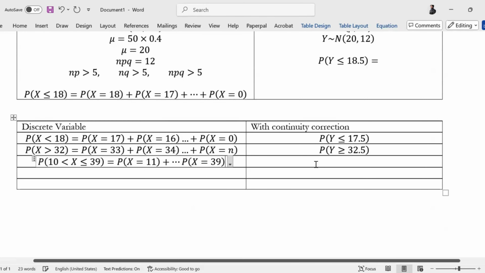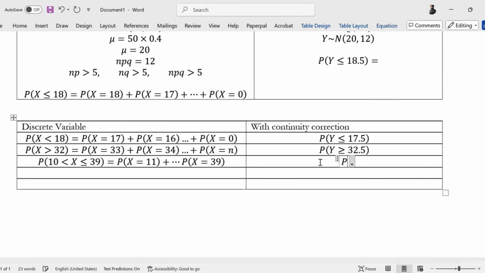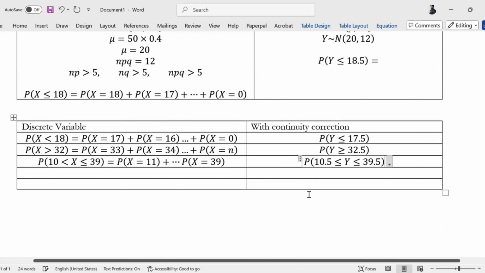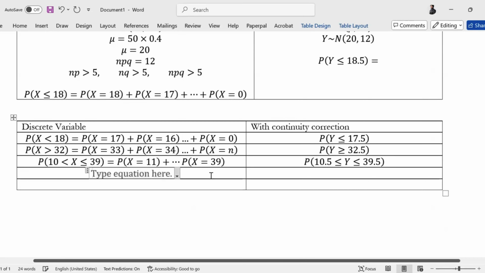Now I have two limits that the question has told me. I'll take half extra with both. I'm starting from 11 and going all the way to 39. So taking half an extra at this end would mean 10.5. And ending on 39, taking half an extra from there, that would mean 39.5. So this is how the continuity correction goes.